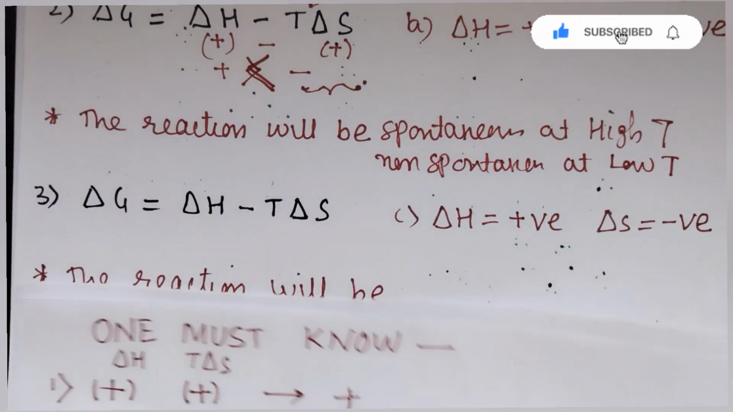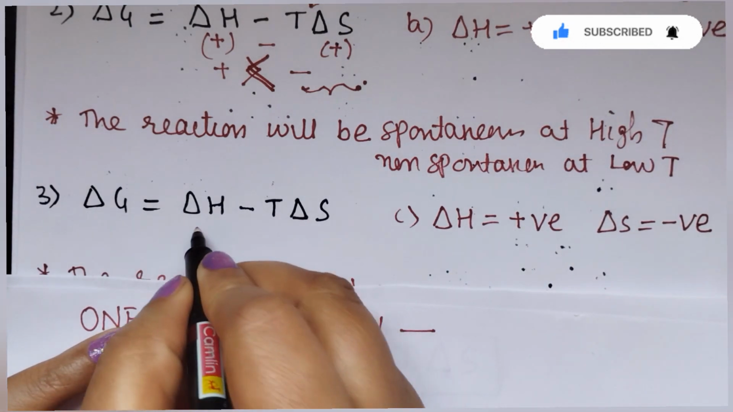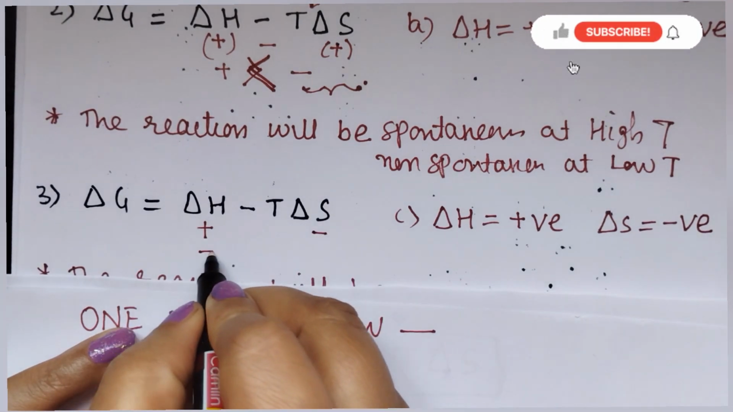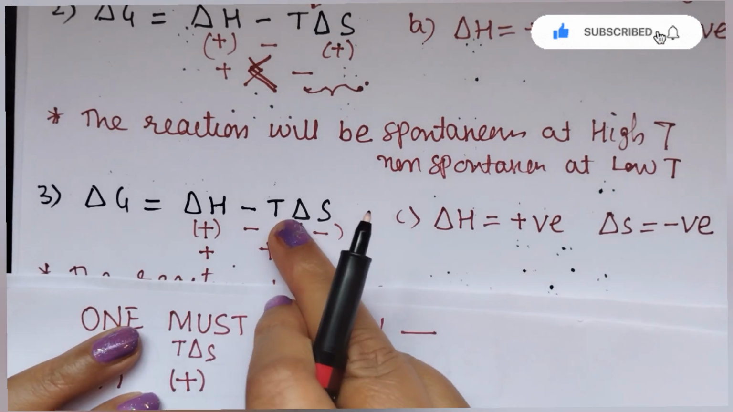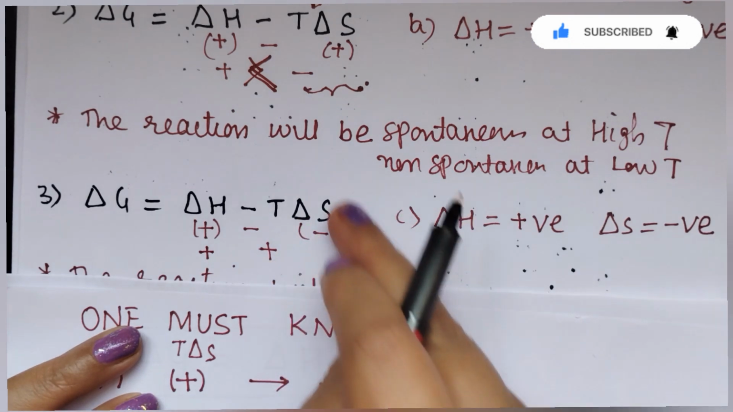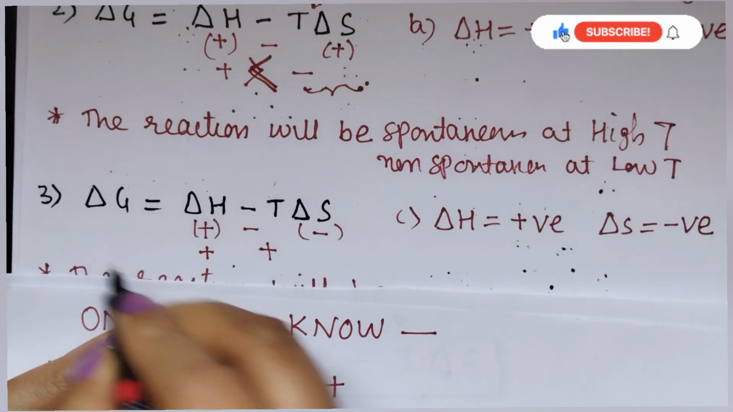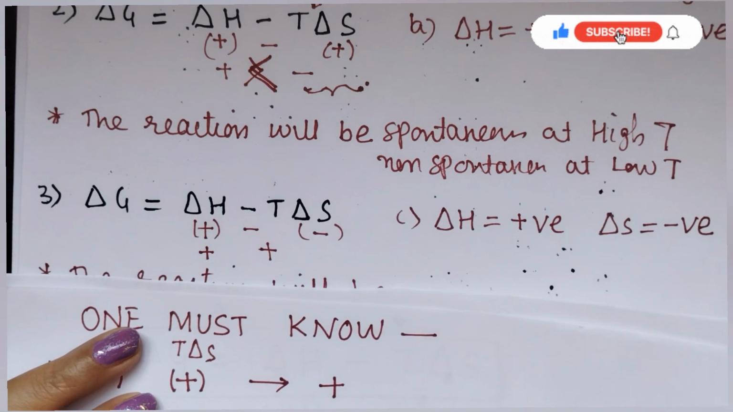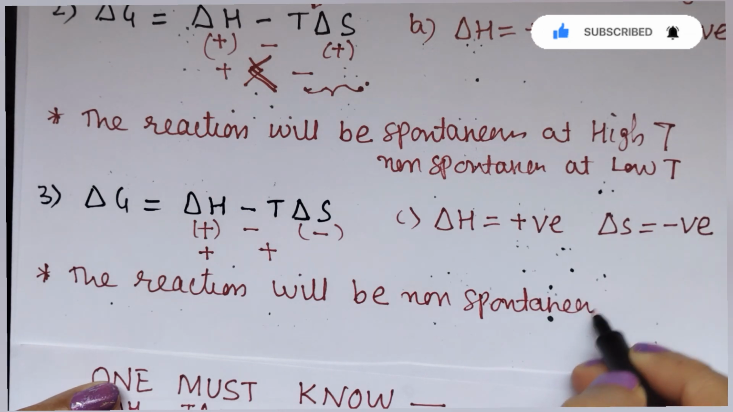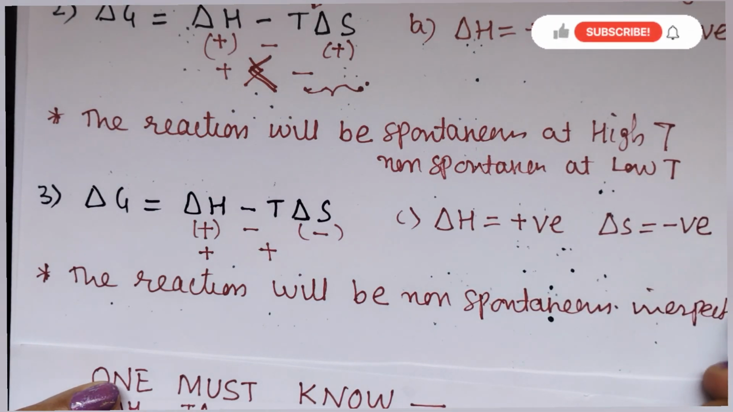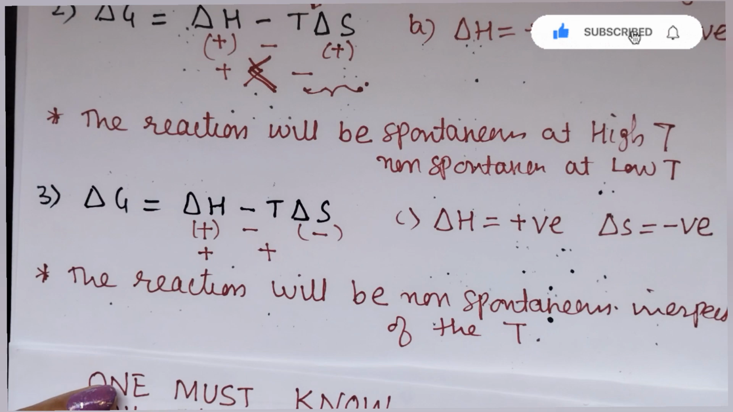Let us see the third condition. The third condition is delta H is positive and delta S is negative. So delta H is positive and this is negative. When you open up the brackets, what you get is positive and positive. So if you increase the temperature or decrease the temperature, the product will remain positive. This is also positive. So the delta G value will always be positive whether you increase or decrease the temperature. So the reaction will be non-spontaneous irrespective of the temperature, means whether you increase or decrease the temperature, the reaction will be non-spontaneous.